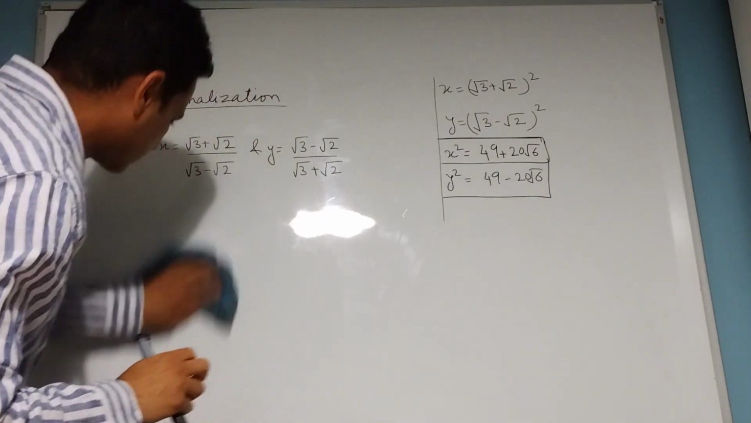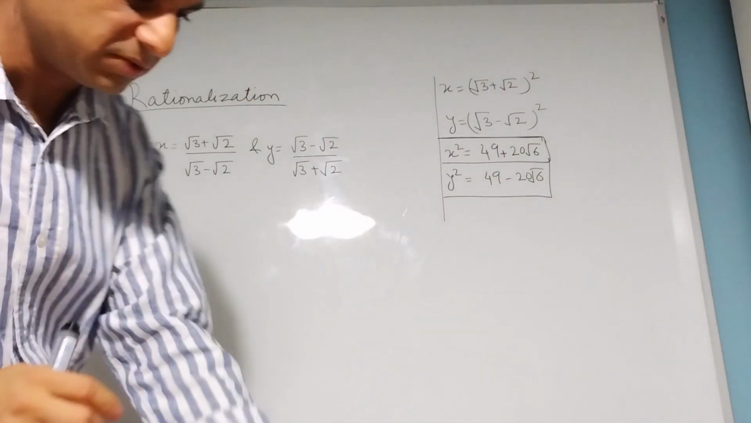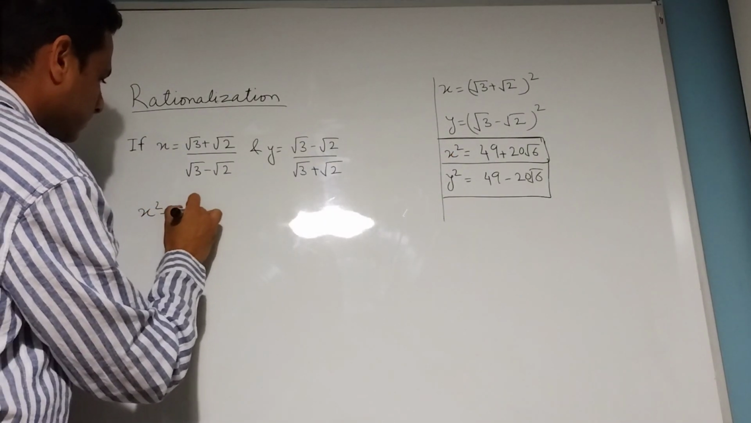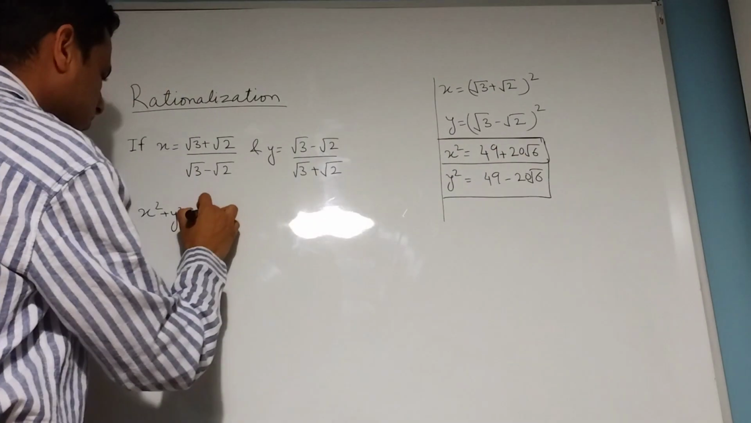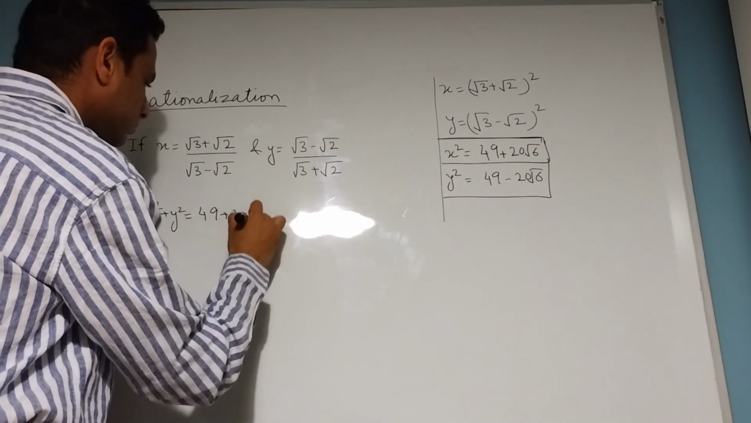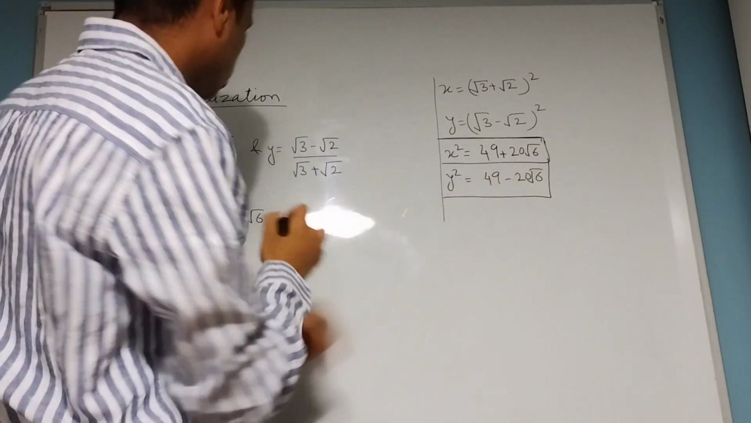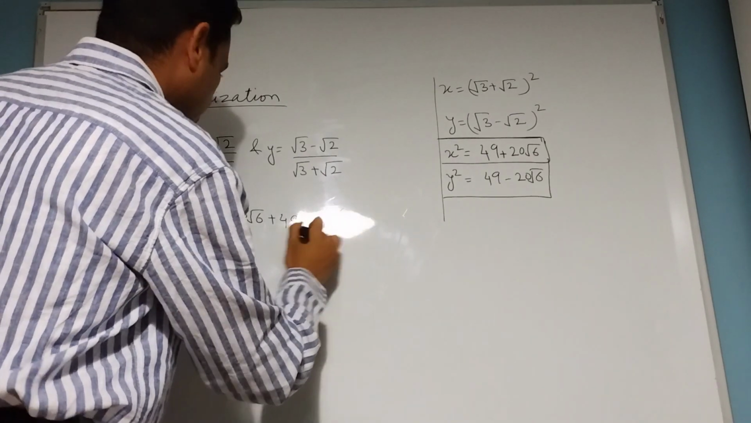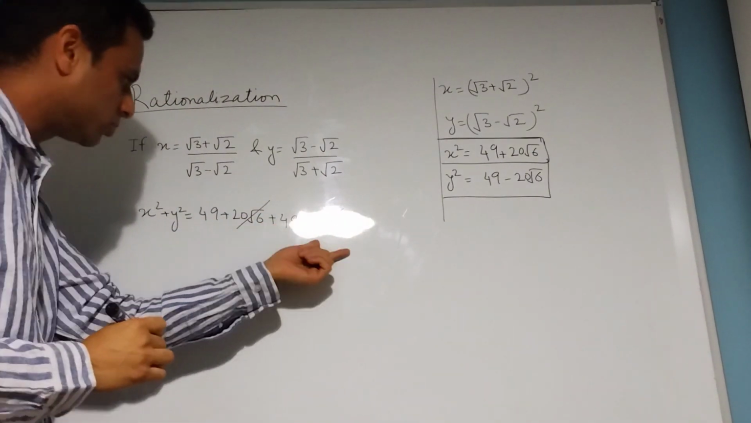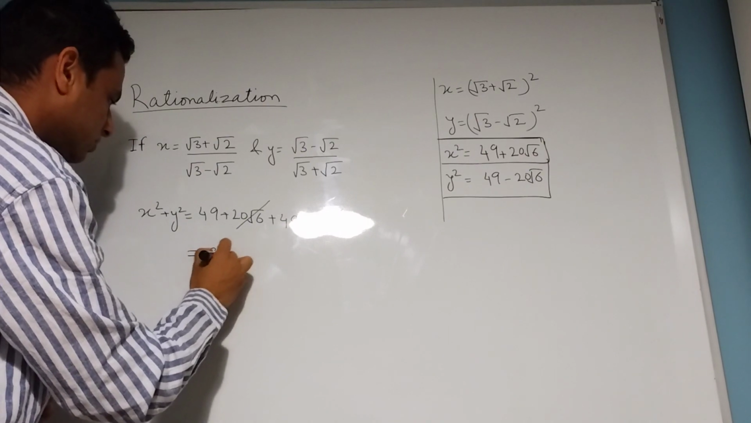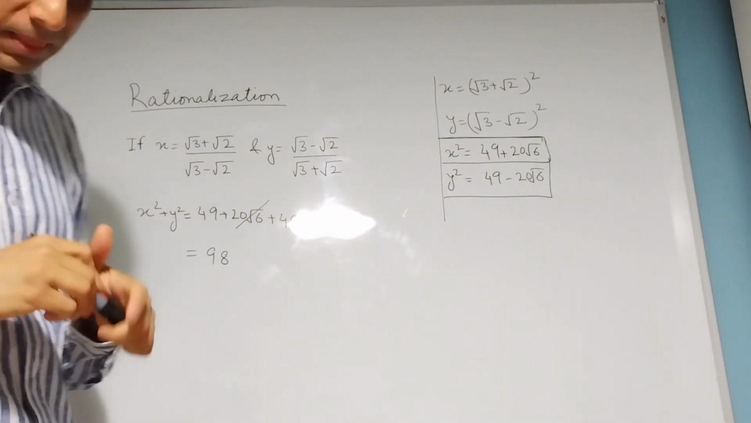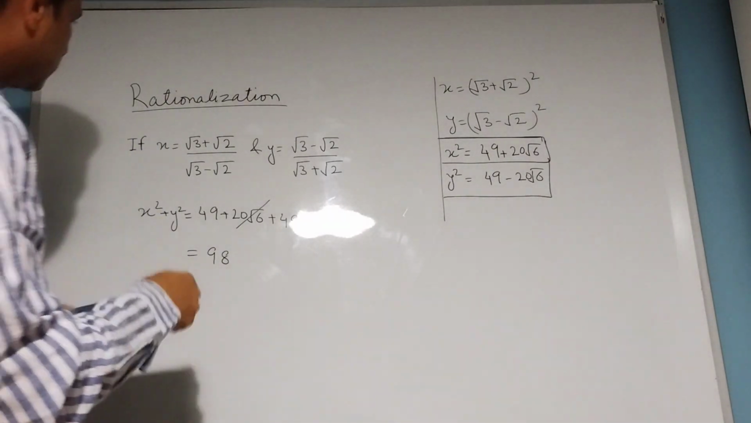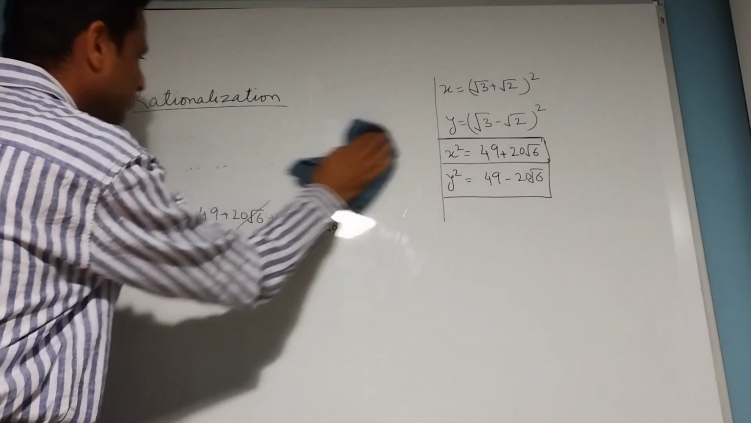Let's find the value of x squared plus y squared, which is very simple when we look at this. X squared plus y squared is 49 plus 20 root 6 plus 49 minus 20 root 6. 20 root 6 and 20 root 6 get cancelled because they are of opposite signs. 49 plus 49 is 98. So that's the answer. Simple question. Let's try to solve another question of a similar nature.